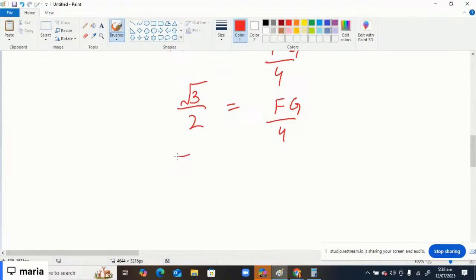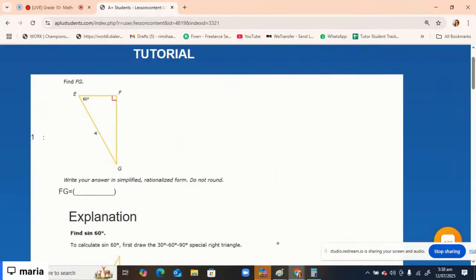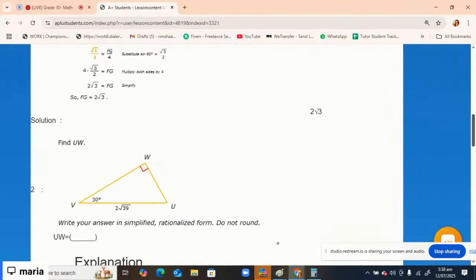This 4 is multiplied by square root 3 by 2, so 2 times 1 is 2, 2 times 2 is 4. So your FG is 2 into square root 3. In this way, we are going to find out the answers.